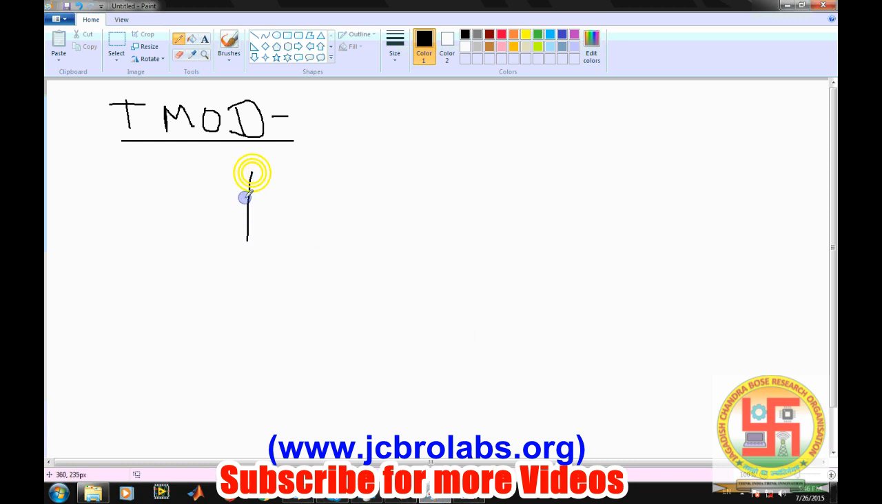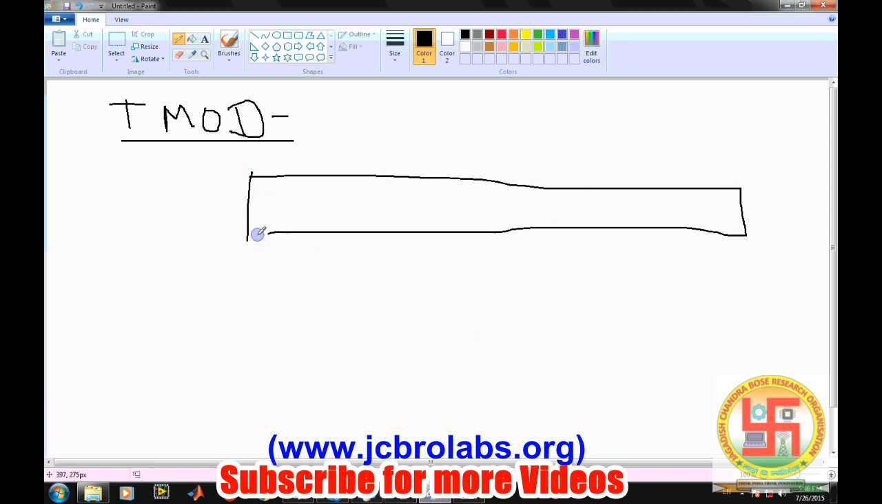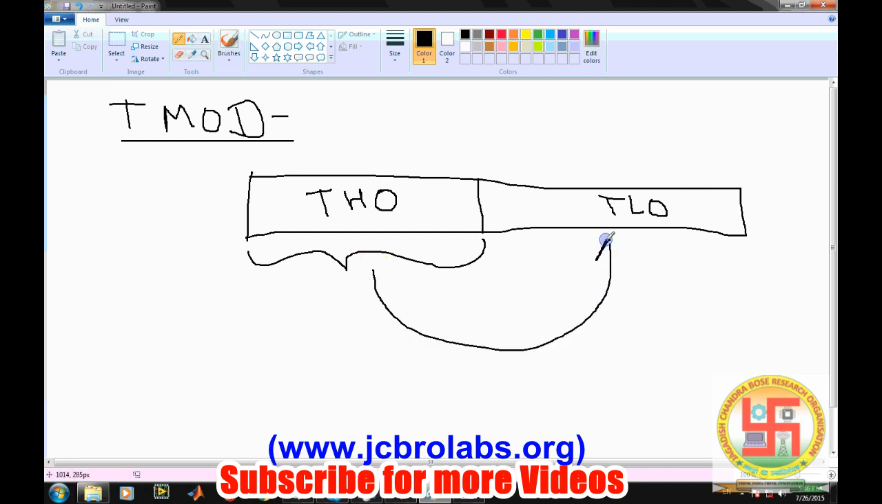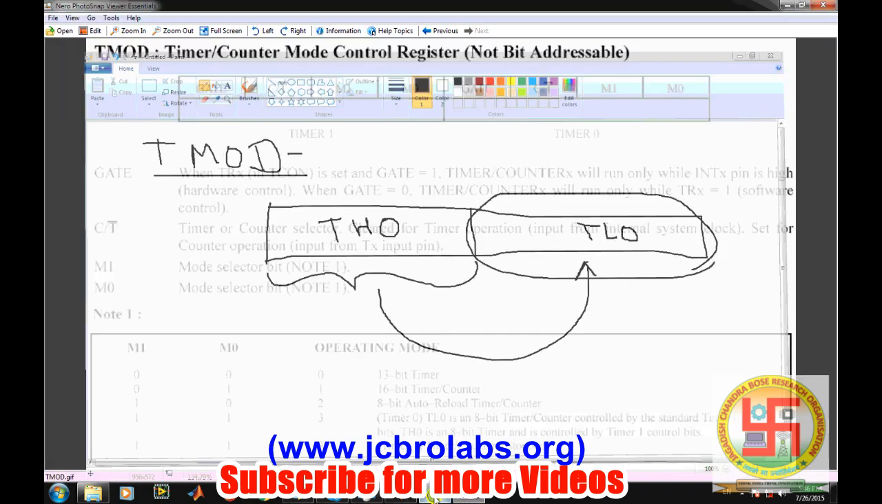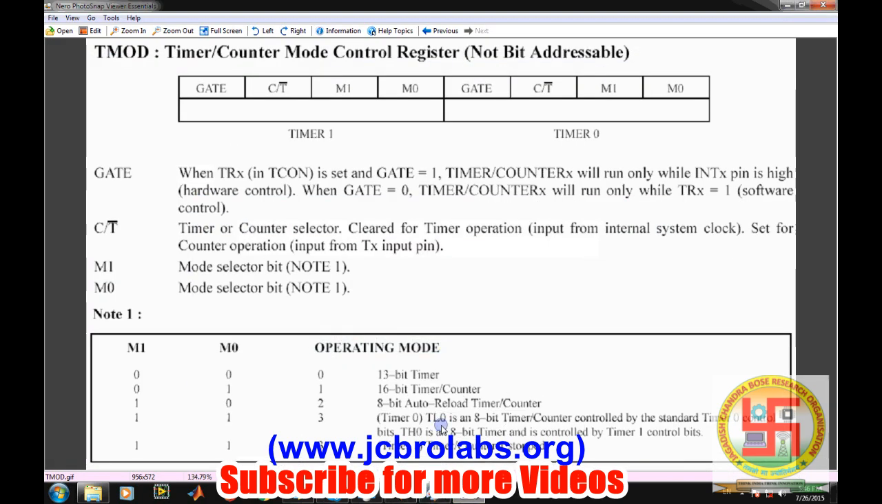So in 8 bit auto reload mode, or mode 2, we fill the value into this TH, the higher byte. It could be either 0 or 1, and this is TL0. Whatever the content of this is, that will be copied back into TL0. As soon as it reaches its maximum value, the content of TH0 will be loaded into TL0, and again it will start counting.